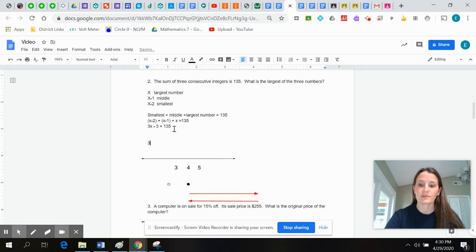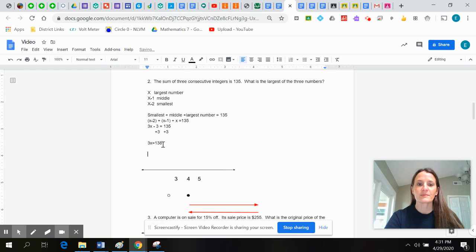So doesn't that mean that 3x is equal to 138? It does. So what step did we do to both sides? We added 3 because I want a 0 pair. Negative 3 plus 3 is 0. So I'm left with 3x on the left side, 135 plus 3, which is 138 on the right side.